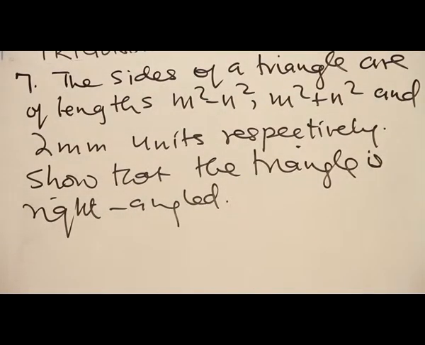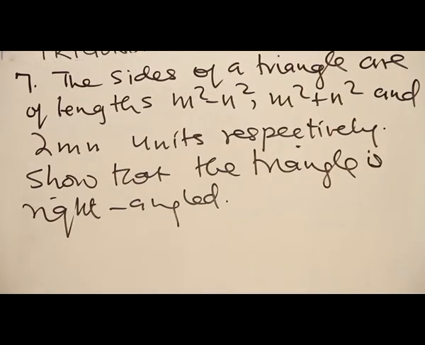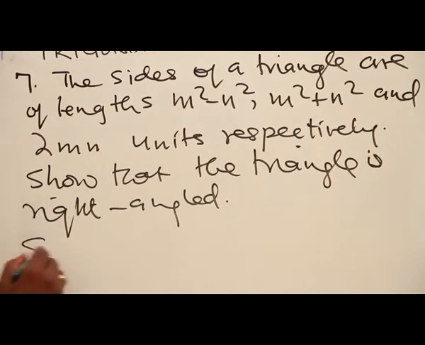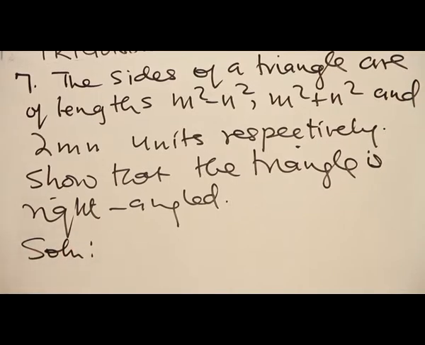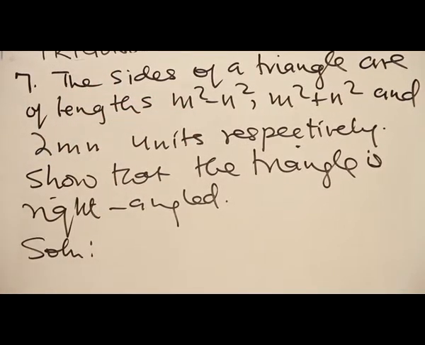The sides of a triangle are of length m squared minus n squared, m squared plus n squared, and 2mn units respectively. Show that the triangle is right angled. Solution. First of all, you have to determine which of these is the greatest.